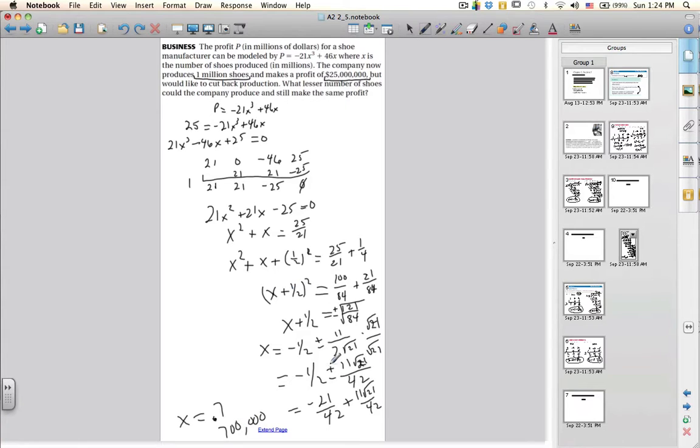Okay, so it was a little awkward, a little unwieldy. We reviewed completing the square. We did synthetic substitution, synthetic division, and we went ahead and solved this particular problem.